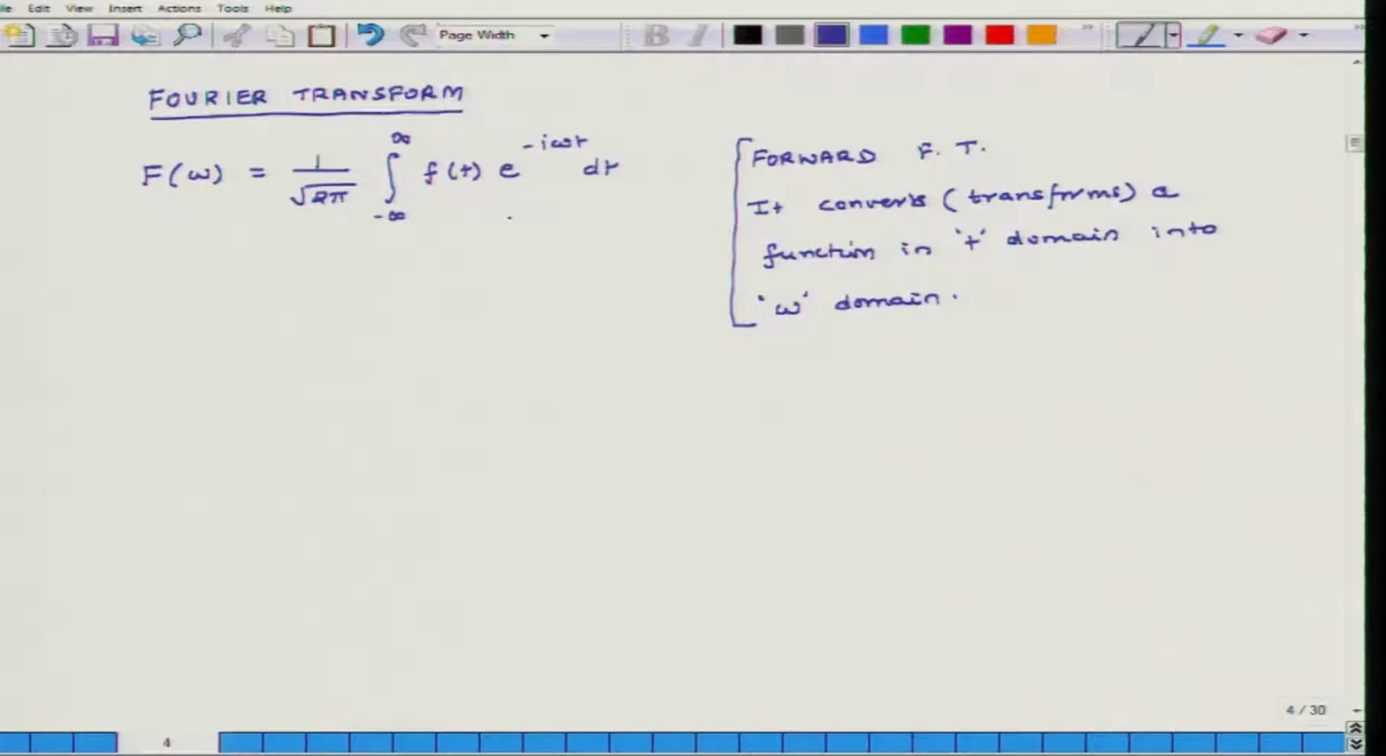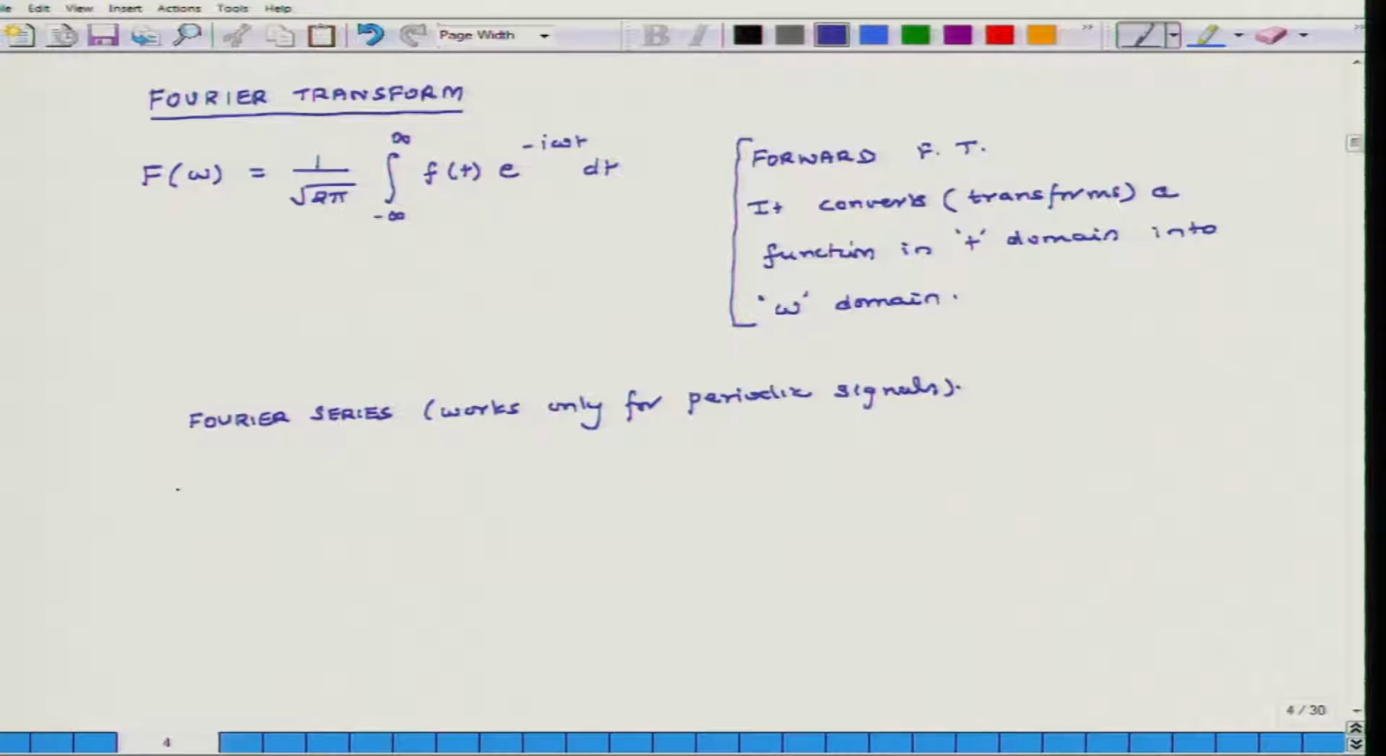Now, here we are not going to prove this particular expression, but it will be important to compare this relation with the expression for Fourier series. And this works only for periodic signals. So, if the signal is not periodic, it does not work.